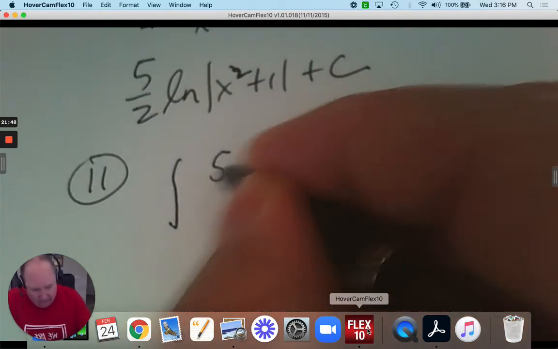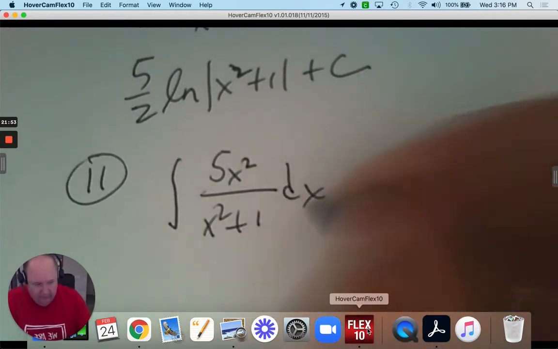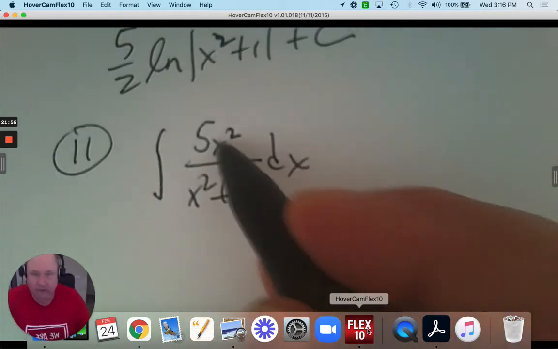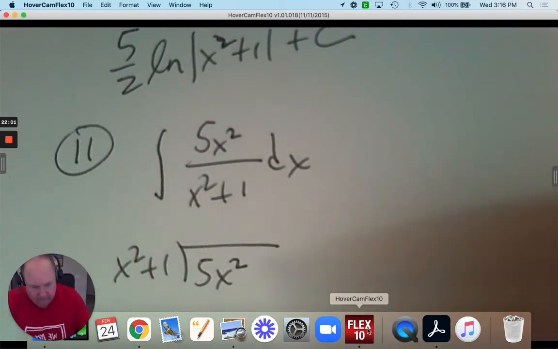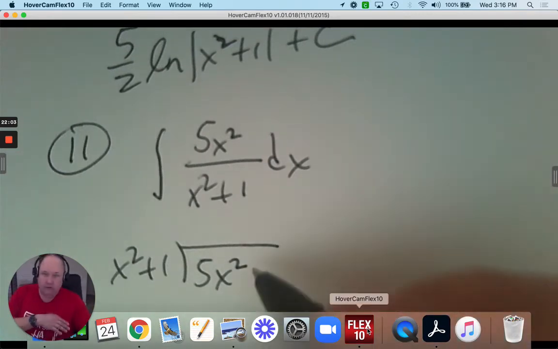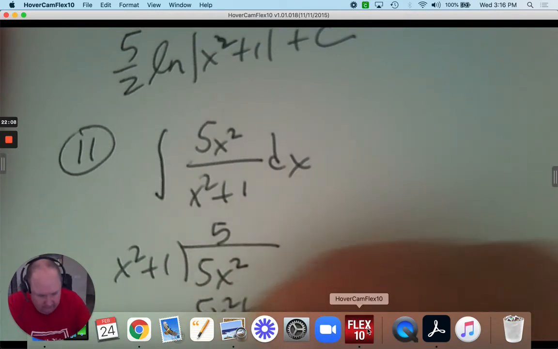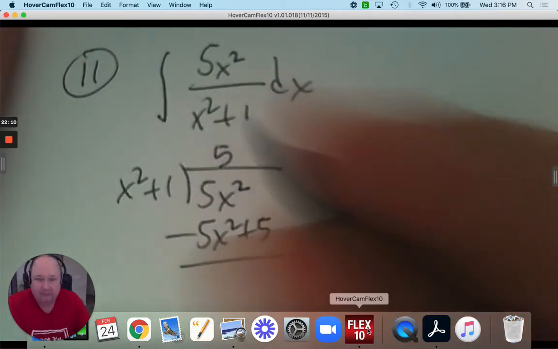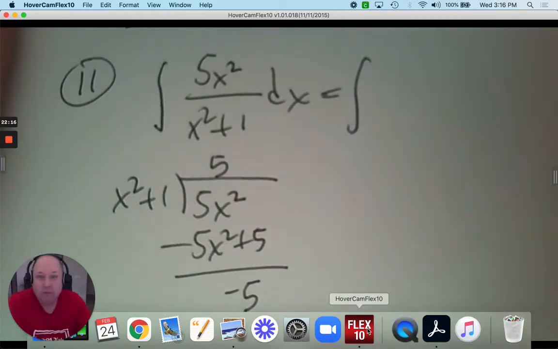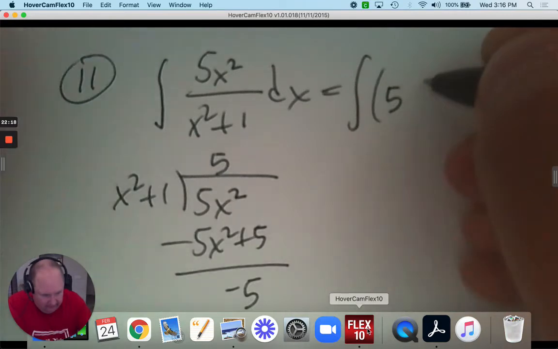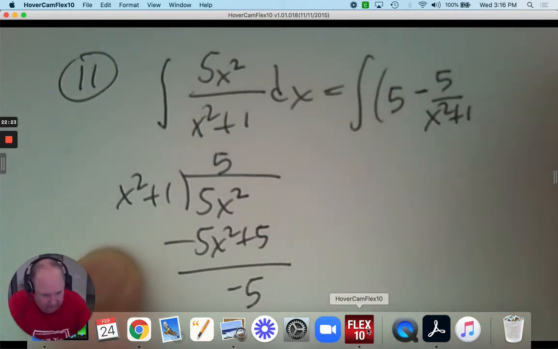Number 11. So 5x squared over x squared plus 1 dx. So the first thing I notice is the degrees match. So I'm actually going to divide to reduce it down. So 5x squared divided by x squared is 5. And then when I subtract, the remainder is negative 5. So my answer is 5, my remainder is negative 5 over x squared plus 1.